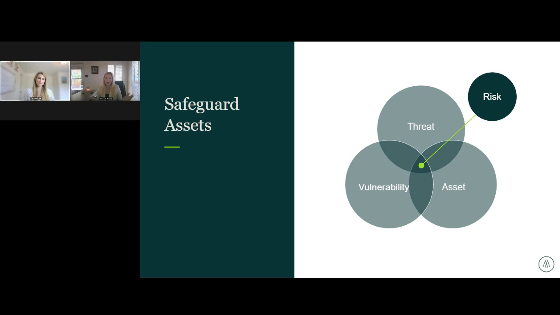Another really important thing when we think about internal controls is safeguarding assets. I think this is a really good illustration of how we need to think about this area: the threats, the vulnerability, the overall asset we're trying to protect, and then what our risk tolerance is. In a perfect world, our risk tolerance is covered by all three of these big circles. So how do we do this?